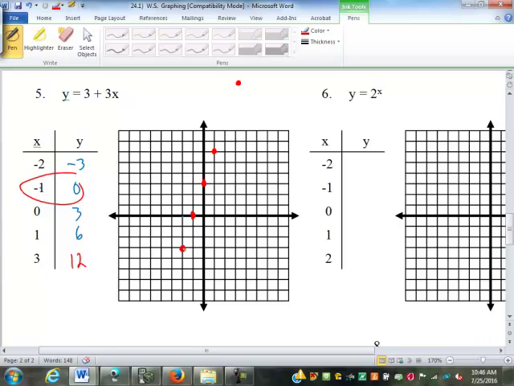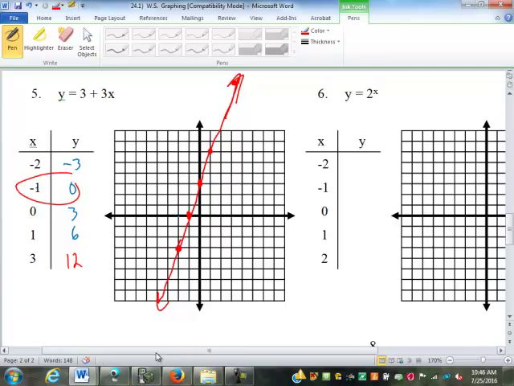This forms what shape? Straight line. Something like that. How many of you came up with that? Nice straight line. Okay, good share of you. That's good. Does number 6 come out to be a straight line? No, it does not.